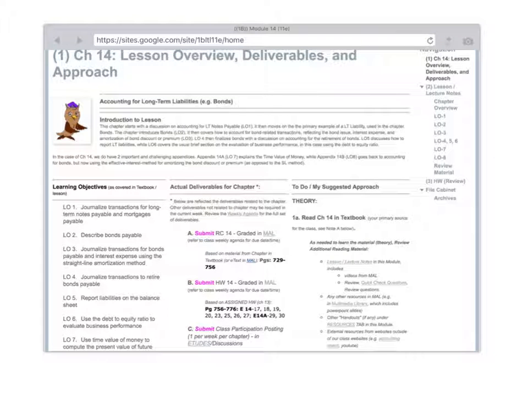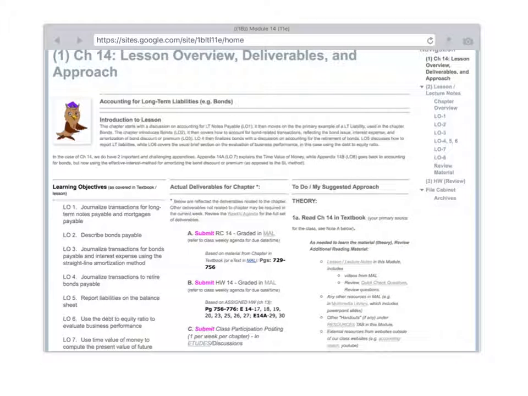Hello everybody. We're here on the home page for my chapter 14 module. As you can see, and you probably already know this, these pages are all basically linked from the weekly module that you have accessible to you within your Canvas site. In the lecture pages, you'll see that there's a link that takes you out to these modules.